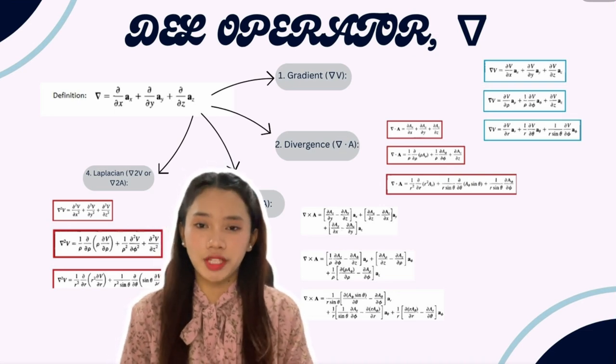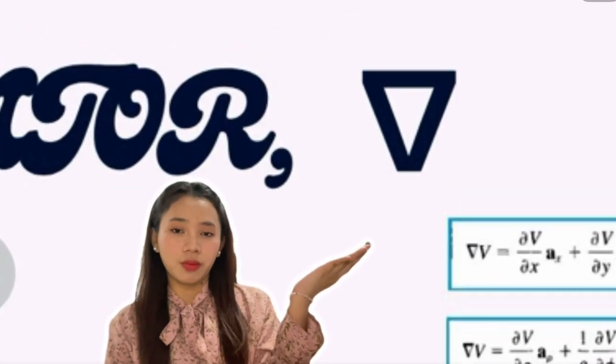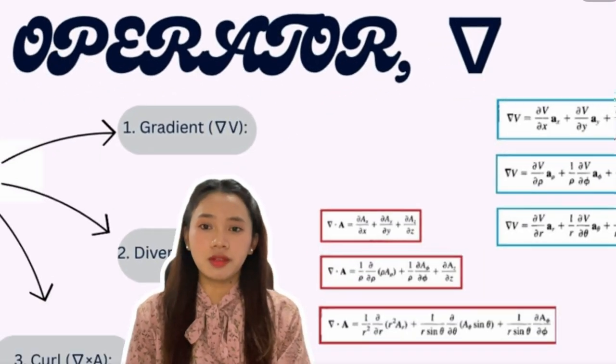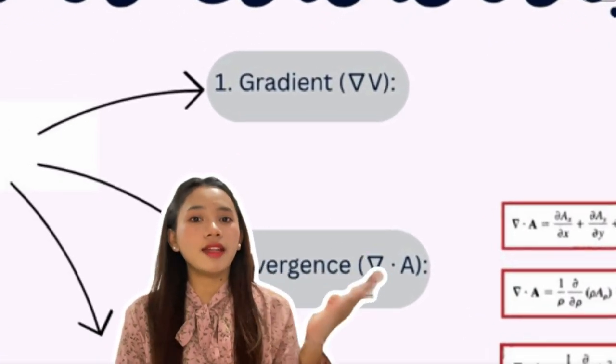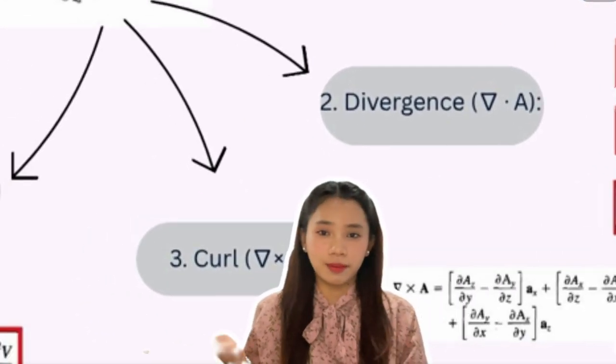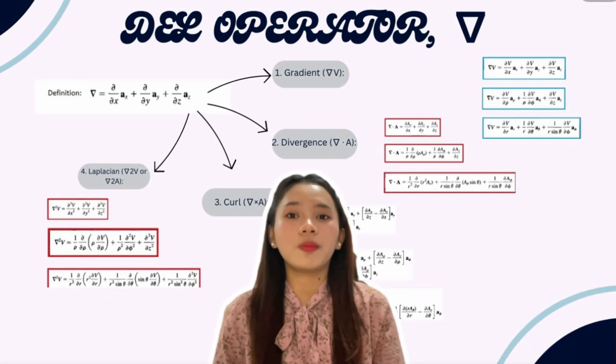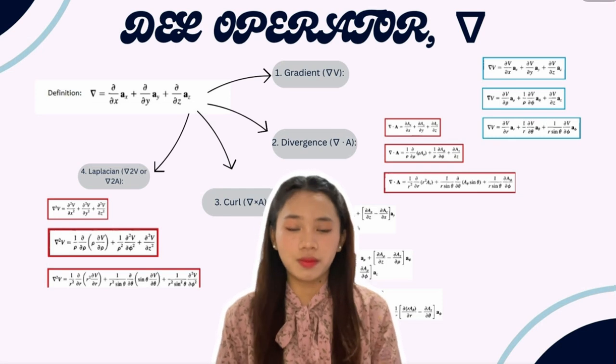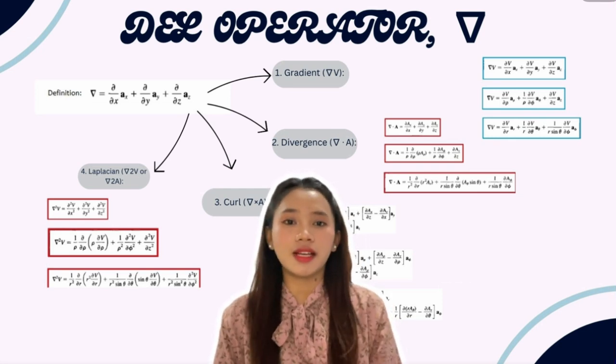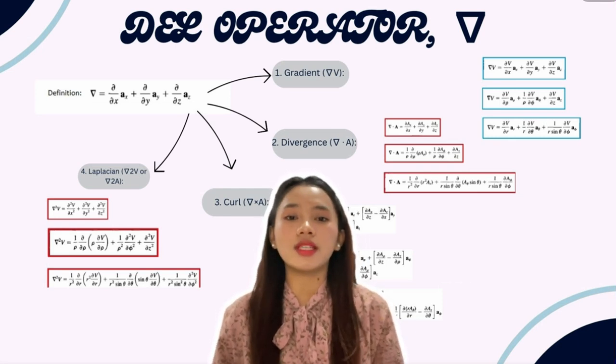Now we will look at the Del operator. The symbol of the Del operator is here. It is used to calculate the gradient, divergence, curl, and Laplacian of vector fields, which help us to apply Maxwell equations in vector forms. The gradient tells us the direction of the steepest increase in a scalar field.